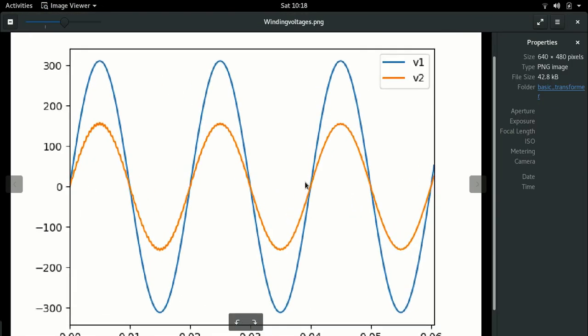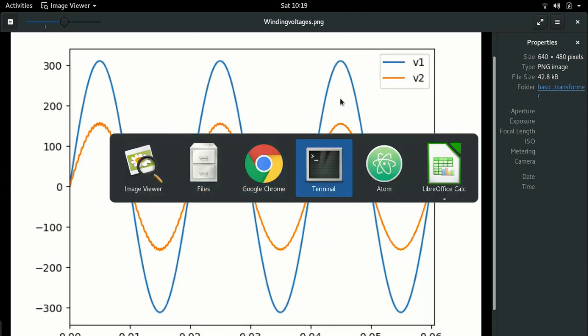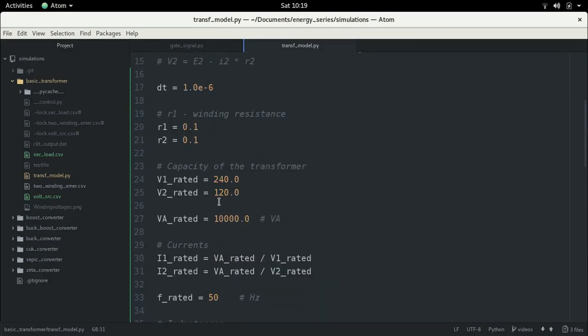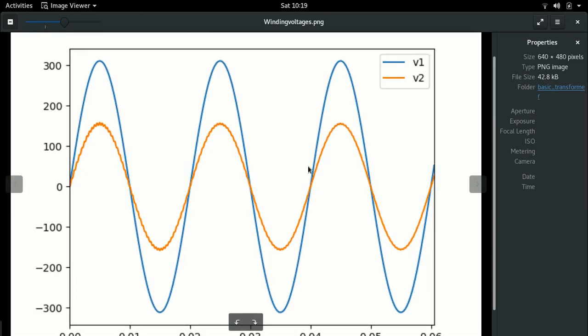So if you have a look here, now you see the blue line is the primary voltage, or rather the winding 1. This winding 1 is supplied by a 240 volt voltage source. The orange line or the yellow line is winding 2 voltage, and this winding 2 voltage is now half the voltage of the primary winding, right? And this is expected. The reason is because we have used a 2:1 ratio for our transformer. Our winding 1 voltage is 240 volts, winding 2 voltage rating is 120 volts. So we have a 2:1 step down transformer, and that's exactly what we see here, right?